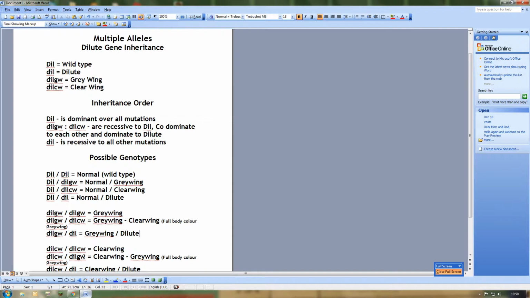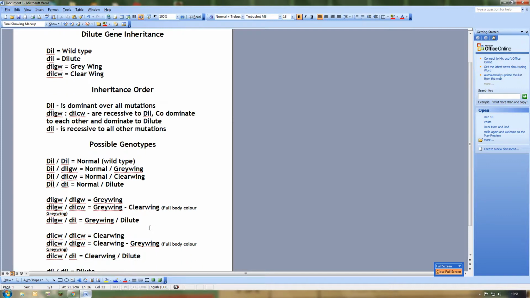The final version is we could have a grey wing mutation with the dilute mutation, in which case it will look like a grey wing and be split for dilute. So in terms of the grey wing, then we could have a full grey wing with no split. We could have a grey wing split to dilute, or we can have the in-between grey wing and clear wing mutation. For the clear wing, then we can clearly have a clear wing mutation with a clear wing mutation, in which case we get the clear wing.